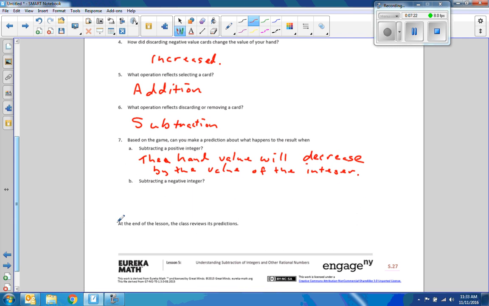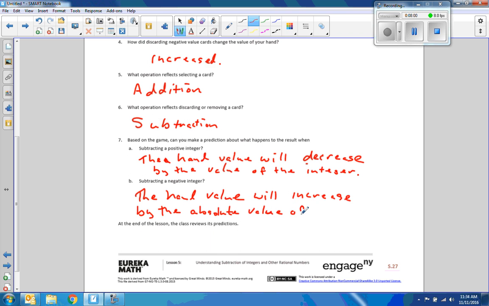Okay, B, subtracting negative integers. The hand value will increase by the absolute value of the negative integer.